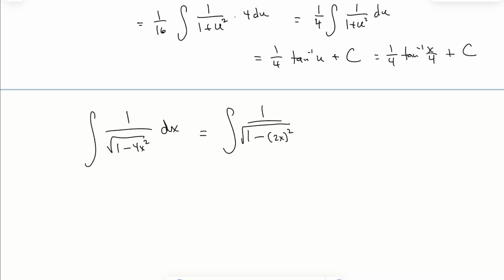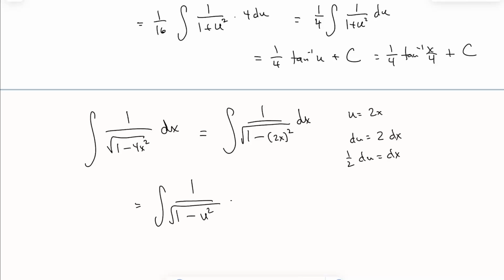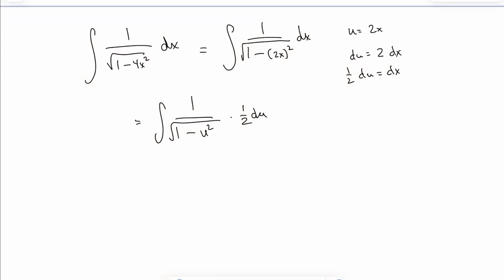And now this looks like the inverse sine formula, which had 1 over square root 1 minus x squared. So we're going to do the u substitution here. U equals 2x. Du is 2 dx. So 1/2 du is dx. Sorry, I forgot to write my dx. All right, so it's integral 1 over square root 1 minus u squared times 1/2 du. Pull the 1/2 out, and then it just looks like an inverse sine of u.